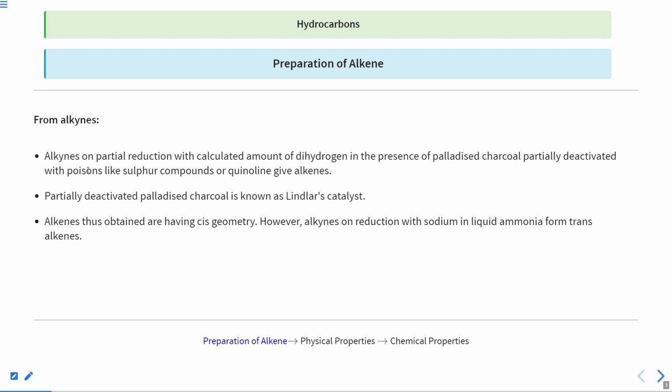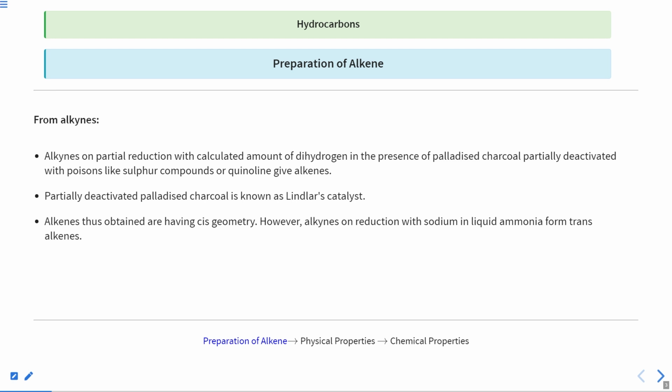So what is the meaning of poison here? A catalyst is something which enhances the rate of reaction. We know it very well, and it always enhances the rate of reaction no matter which reaction we are talking about. And those substances which reduce or hamper the rate of reaction are considered inhibitors or poisons. So here we have taken one such compound, which is a sulfur compound, or it can be quinoline, that will hamper the reactivity of the hydrogen.